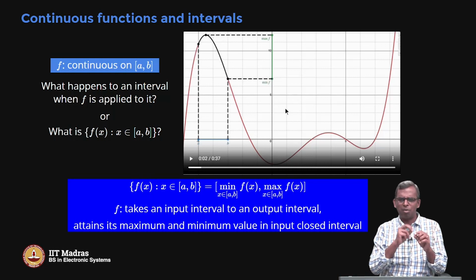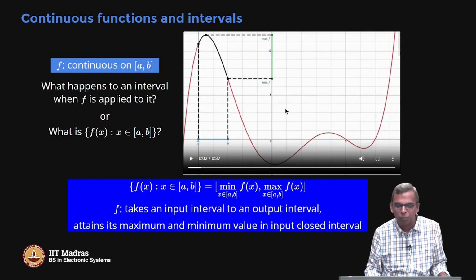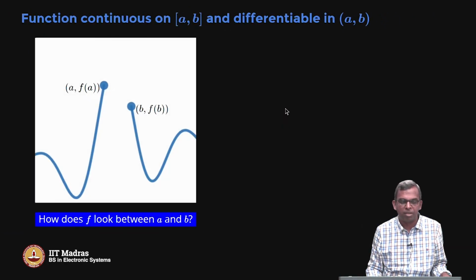I mean, you have a pencil, you're just drawing the curve. You're not allowed to lift the pencil. You're not allowed any sharp corners. What can happen, right? It has to go from min to max in the interval. Okay, so that's the idea. Once you accept this, a lot of other things become very, very easy.